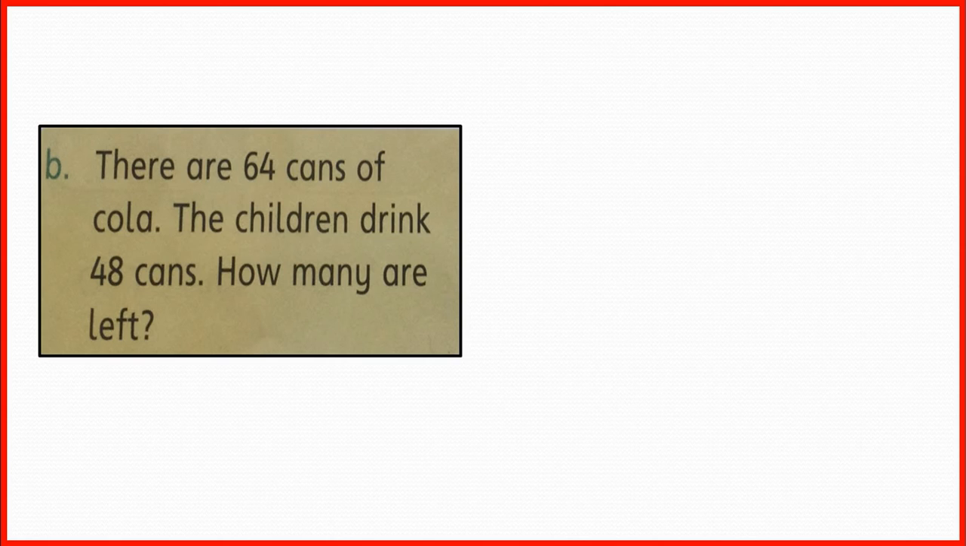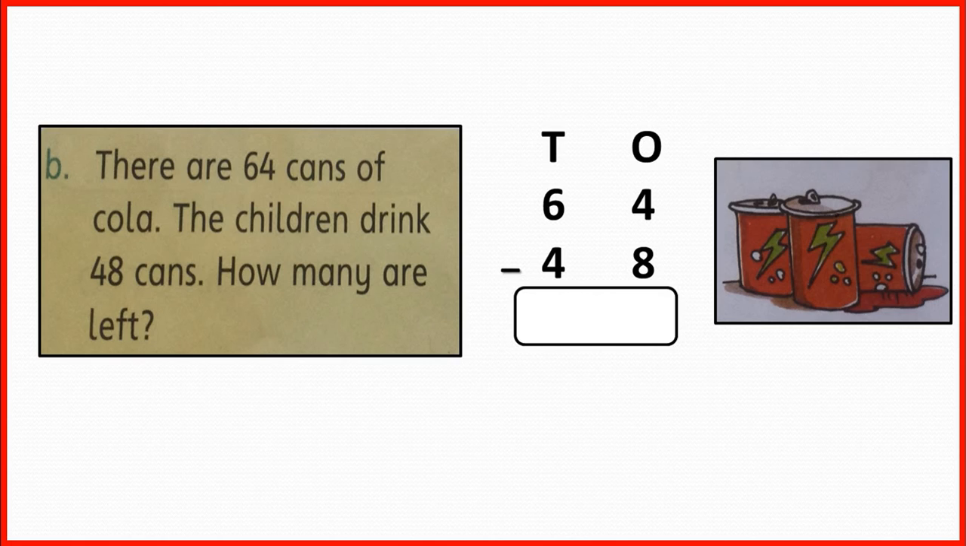Now the next question is, there are 64 cans of cola. The children drink 48 cans. How many are left? Let's subtract to find how many cans are left. Start with ones. We cannot take away 8 from 4. So here we need more ones.